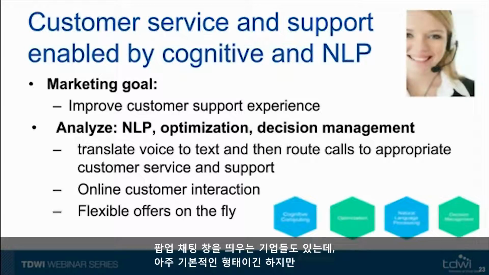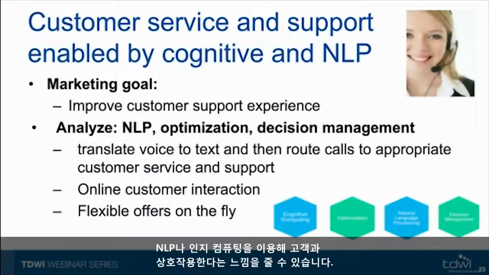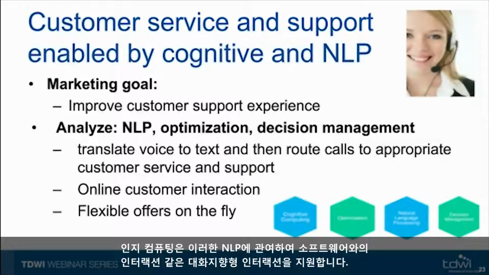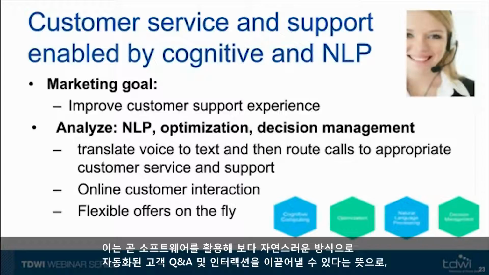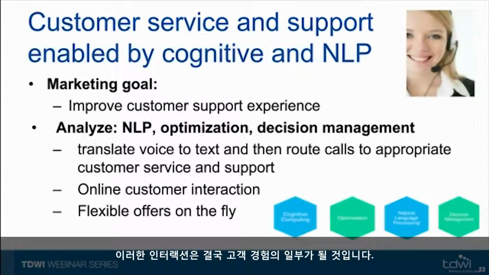Likewise, it can be used for online customer interaction. Some companies use those pop-up chat boxes. Some of them are pretty rudimentary now, but some do use NLP or cognitive computing to interact with the customer. So cognitive computing involves natural language processing to enable a more conversational-like interaction with the software. That means the software can be used for automated customer question and answer, and the interactions occur in a more natural way, which becomes part of the experience.